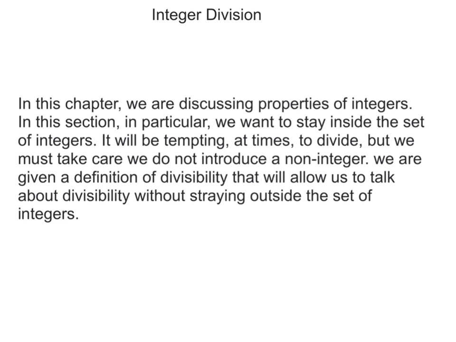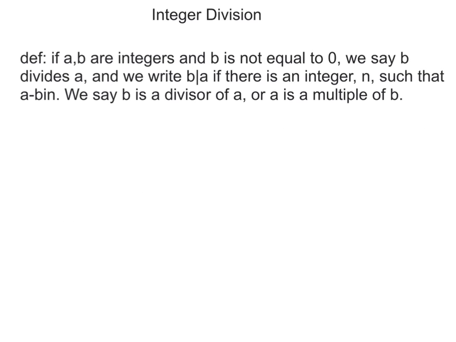This chapter is about properties of integers. In particular, in the section we are embarking on, integer division, we want to stay inside the set of integers. We do not want to introduce non-integers by dividing, but it will be tempting at times to divide. But again, we must take care not to introduce a non-integer. To this end, we are given a definition of divisibility that will allow us to talk about divisibility without straying outside the set of integers.